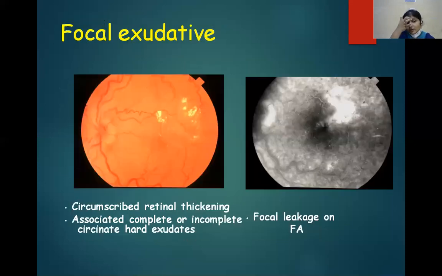So what is focal exudative maculopathy? Here you can see circumscribed retinal thickening is present and associated incomplete hard exudates are present. So it is localized only to this part of the macula. So this whole is macula, and you can see only focal thickening of the macula along with hard exudates. So this is called focal exudative maculopathy. And what you see on FFA, there is leakage on FFA.